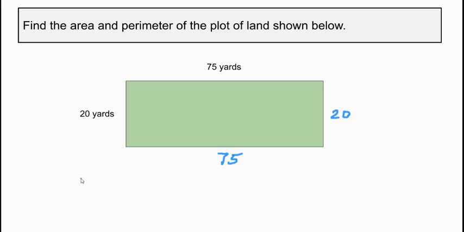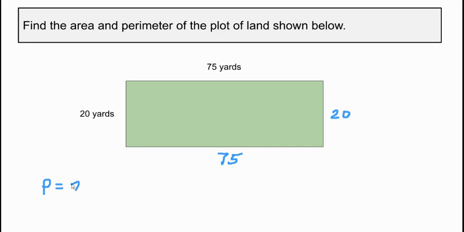Now, the way we find perimeter is we simply calculate the distance around the rectangle. If we were to take a walk around this plot of land, how far would we go? So we're going to go each one of these dimensions. We're going to go 20 yards and then 75 yards and 20 and 75. So we can just add those numbers up.